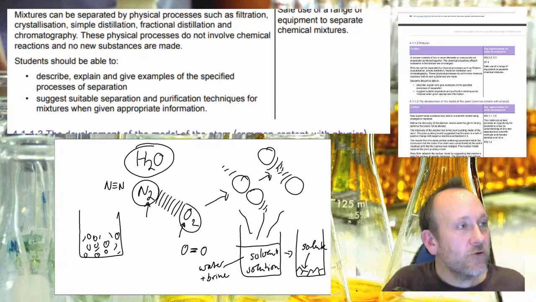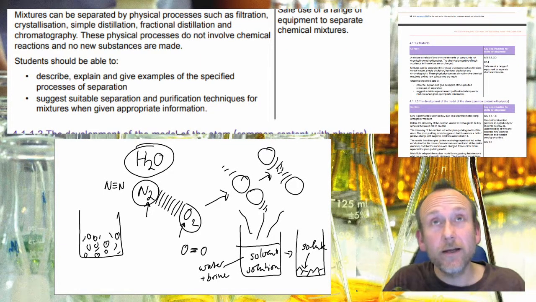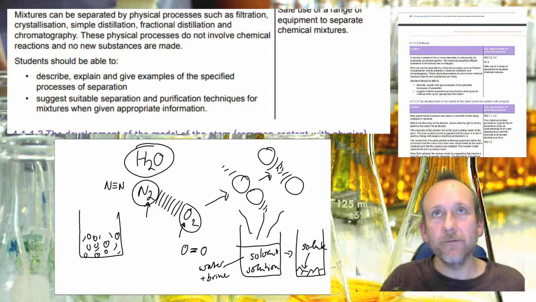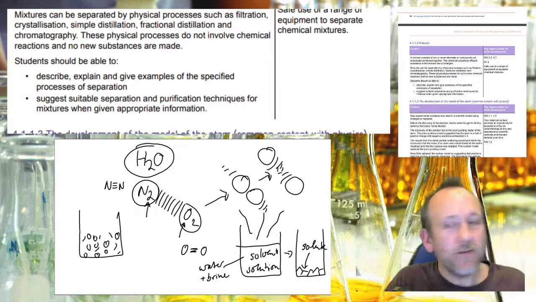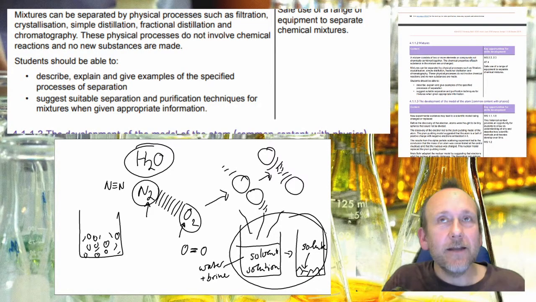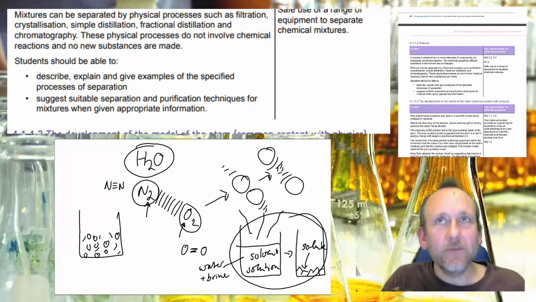Students should be able to describe, explain, and give examples of the specified processes of separation. In other words, you need to explain what is meant by that. I will do this in the next video because I want to keep this as short as possible. If you're already happy with crystallization and so forth, you don't need me to talk about it. Then suggest suitable separation and purification techniques for mixtures when given appropriate information. So for example, in this example here, you're making crystals, and that is a type of crystallization, although not exactly what chemists mean when they say crystallization. But as promised, I'll explain that in the next video.